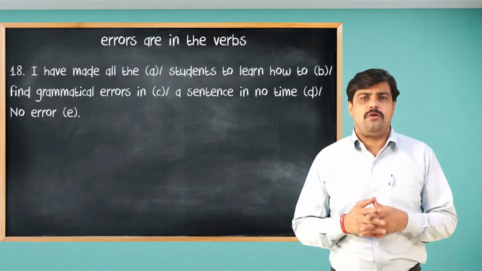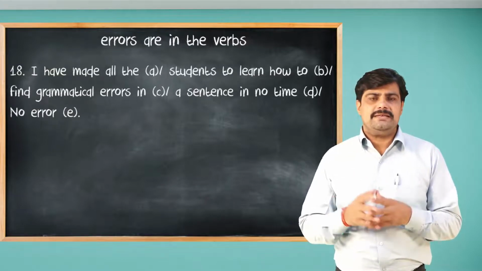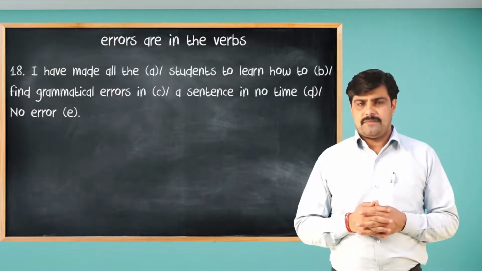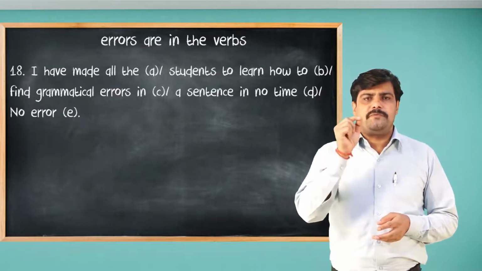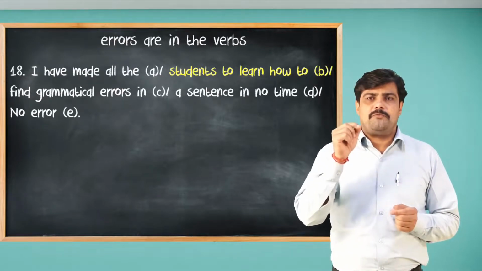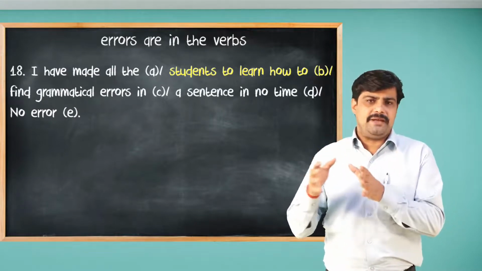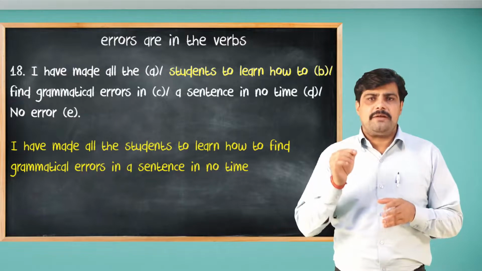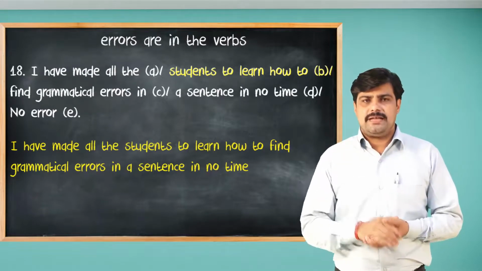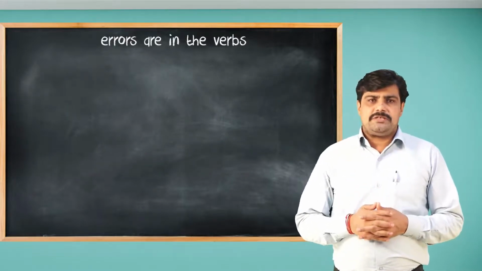I have made all the students to learn how to find grammatical errors in a sentence in no time. Here in this sentence, the use of to before learn is wrong in part B because there are some verbs like make, help, see, hear, let, bid that don't require the infinitive form after them. So erase to before learn and say the sentence. Okay, now let's take another sentence on the screen.